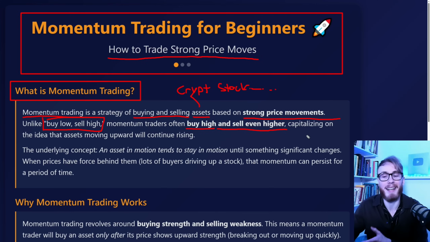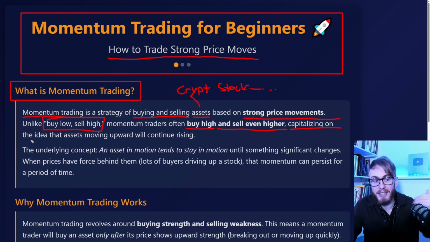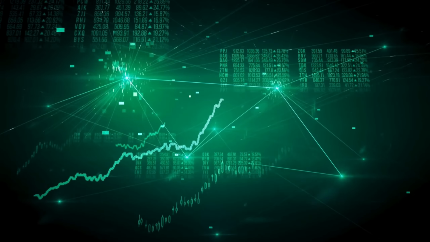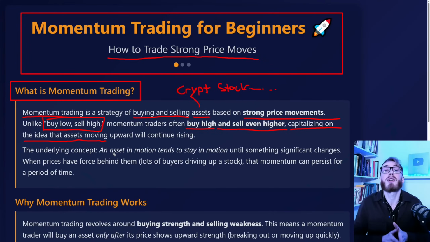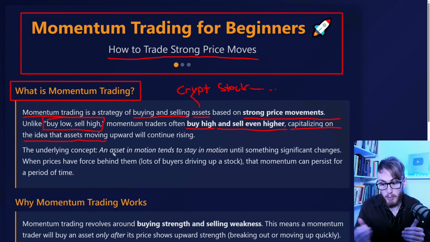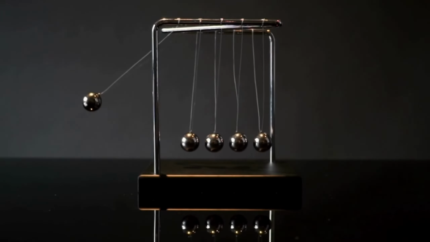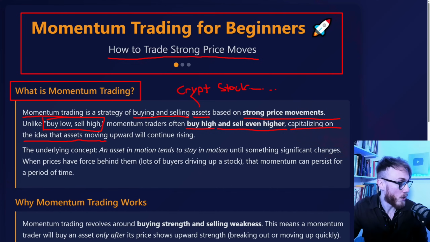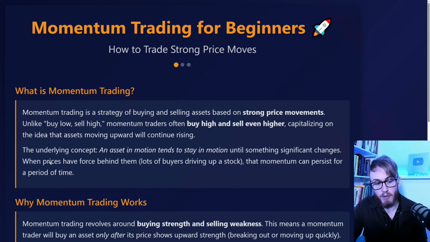Buy high, sell higher. And we're basically capitalizing on the idea that assets already moving upward will usually continue rising. And this is where the word momentum comes from. Something that is already moving tends to continue moving. So the underlying concept here, as I pretty much mentioned, is that an asset in motion tends to stay in motion until something changes.